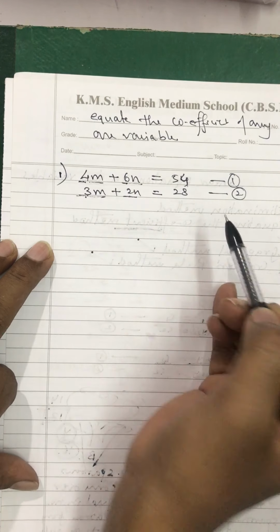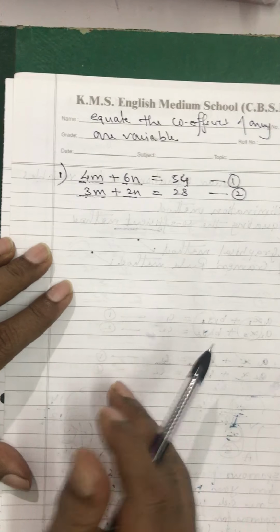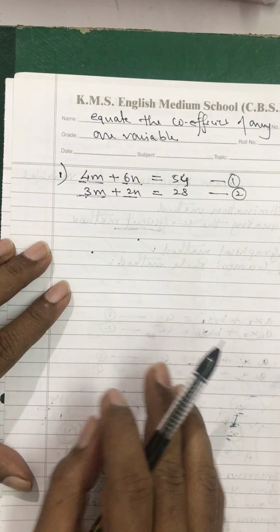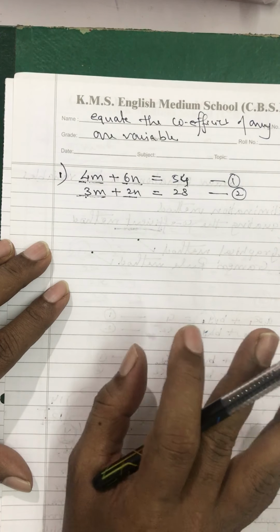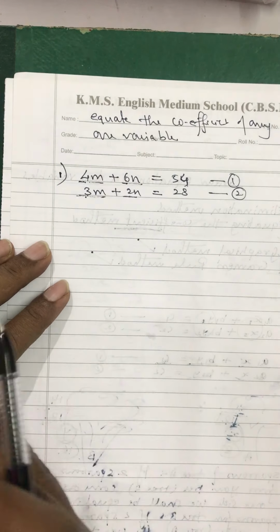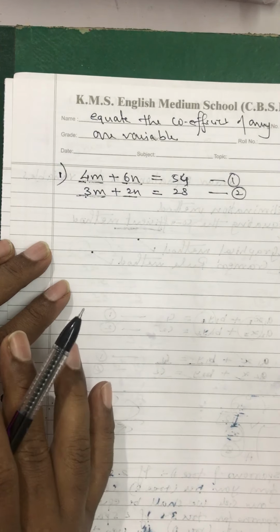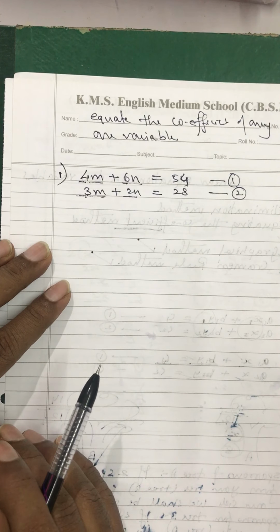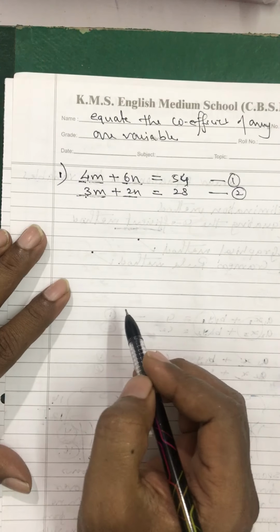Are they equal in any way? They are not equal. Sometimes you will be lucky enough to get them already equal. If they are already equal, then your first step is already achieved. You have to go straight to the next step, that is either add the two equations or subtract the two equations. So in this case they are not equal.